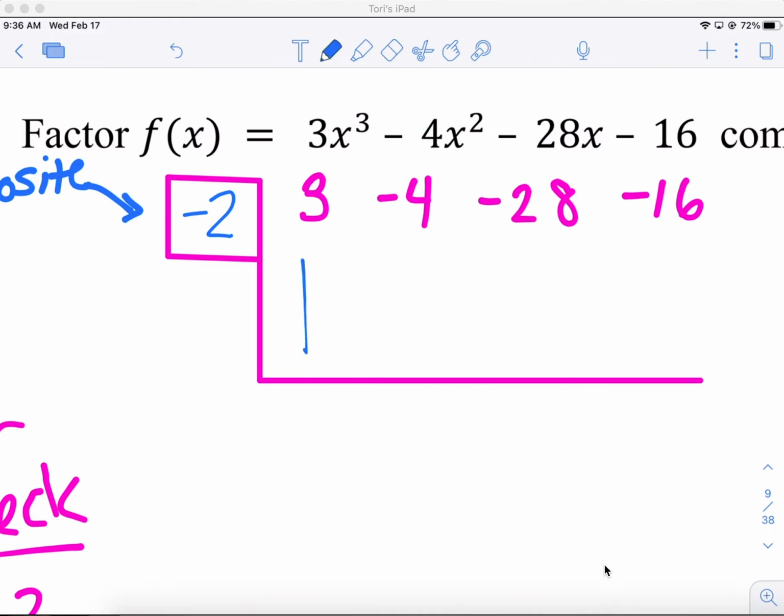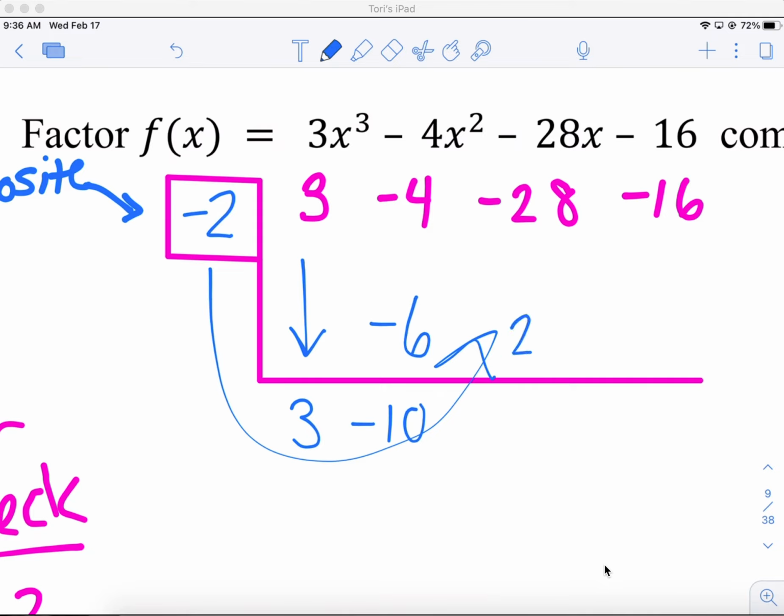All right, bring your first number down, make it a 3. Multiply and write your answer here. So -2 times 3 is a -6. We're going to add on our way down. -4 plus a -6 gives me -10. We're going to multiply, write it over here. -2 times -10 gives me a positive 20. So -8 plus 20 gives me 12.